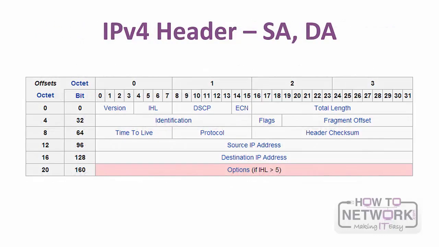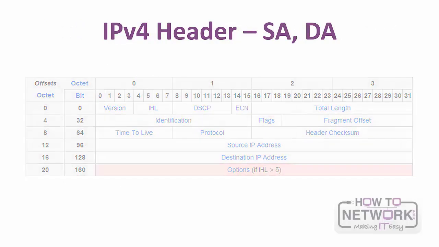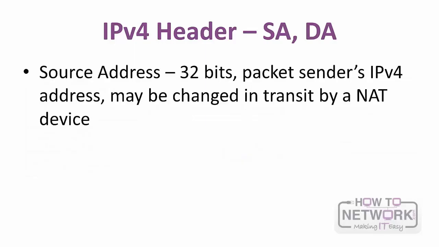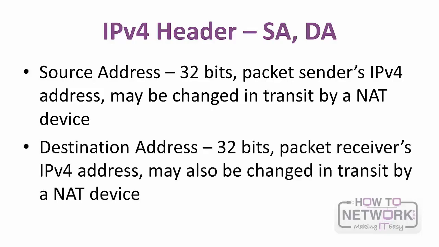Source address and destination address, both 32 bits. The source address is the packet sender's IPv4 address. Note that this address may be changed in transit by a network address translation device. The destination address is the packet receiver's IPv4 address. As with the source address, this may be changed in transit by a network address translation device.